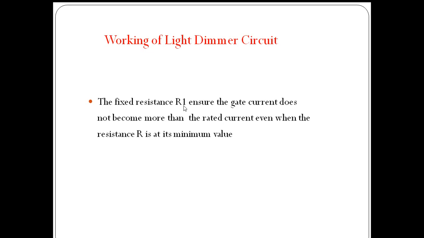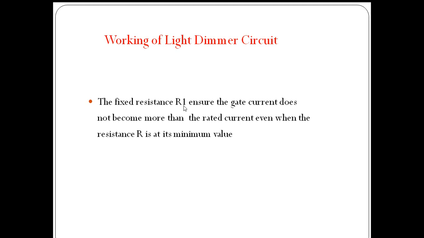This is mainly used in cinema halls and homes, especially in places where we require pleasant lighting. In that case, we go with these light dimmer circuits. It is mainly used to control the illumination level of a lamp by using the firing circuit of a triac.